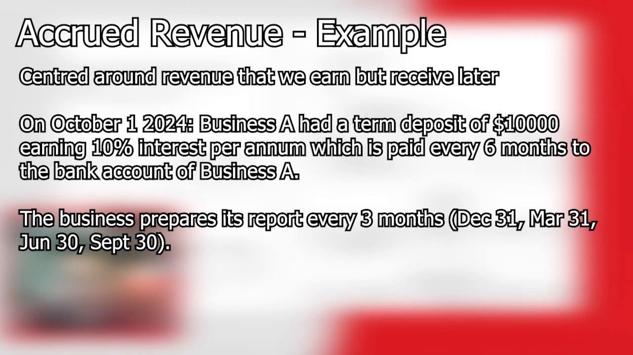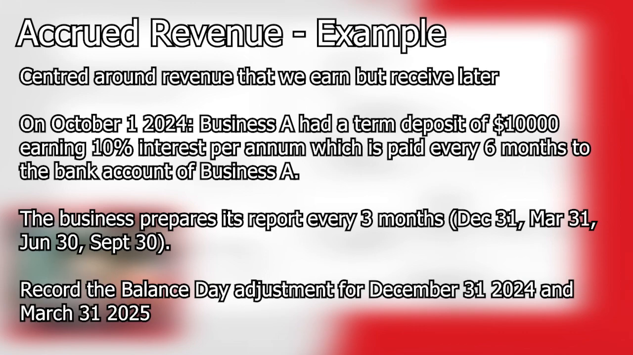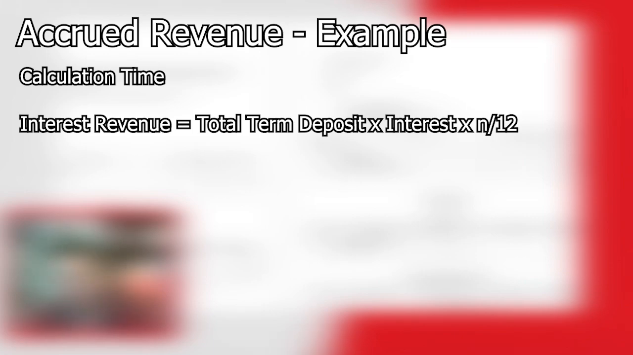Business A prepares its reports every 3 months, so quarterly, starting at December 31, March 31, June 30, and September 30. We need to record the balance day adjustment for December 31st and March 31st. So, for the 31st of the 12th, the first thing we need to do is work out how much revenue we have earned. So you would go total amount times the interest rate times n over 12, because it's not for the full year like that 10% indicates. And it becomes 3 over 12 because 3 months have passed.